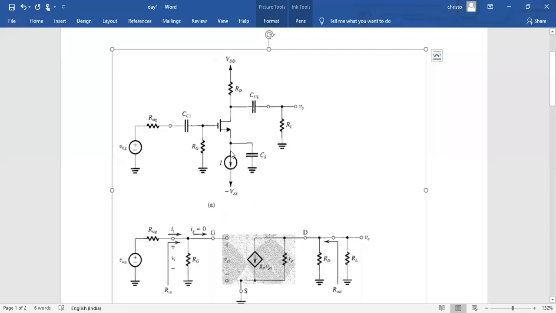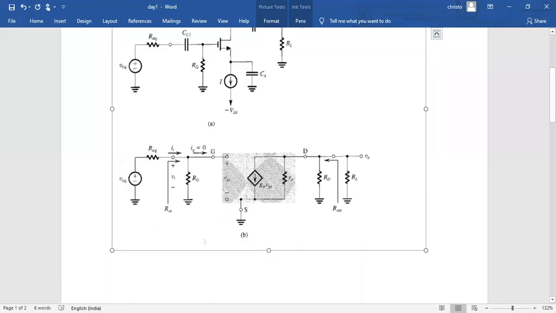You can see that this is the corresponding circuit, right? So it is the same circuit only. This is the MOSFET equivalent circuit. The remaining part is connected as it is. Okay, now we are going to find V naught, that means the voltage across RL. How can we find V naught?